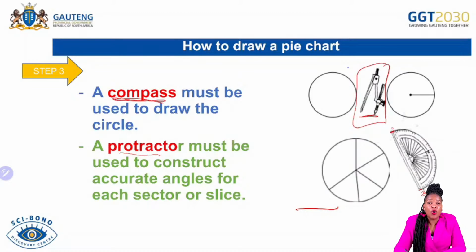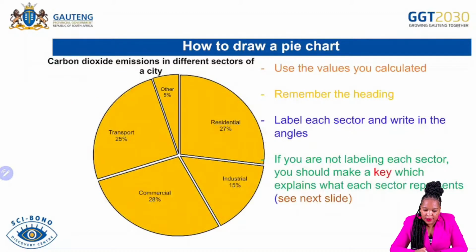Please make sure that you know how to use your protractor correctly. Then you draw your circle using your protractor, then you can turn it around. You draw your first 180, then you turn it around, then you draw your second 180, then it will give you a full circle of 360 degrees.